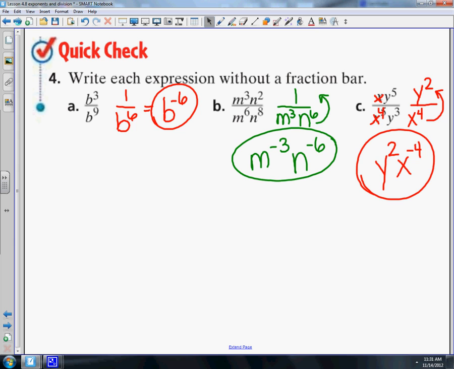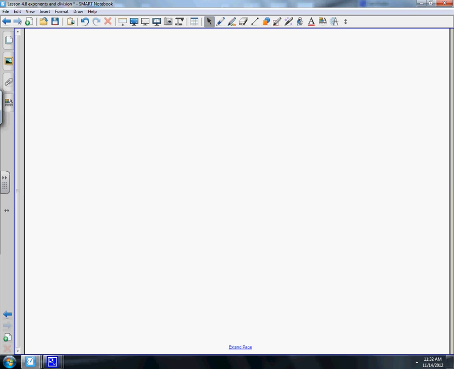You leave whatever's on the top. You leave it there. And then I take whatever's in the denominator and I make it a negative exponent. It's really just that simple. You take whatever is in the denominator, and if I want to move it to the top, I make it a negative exponent. And that is it for your notes.